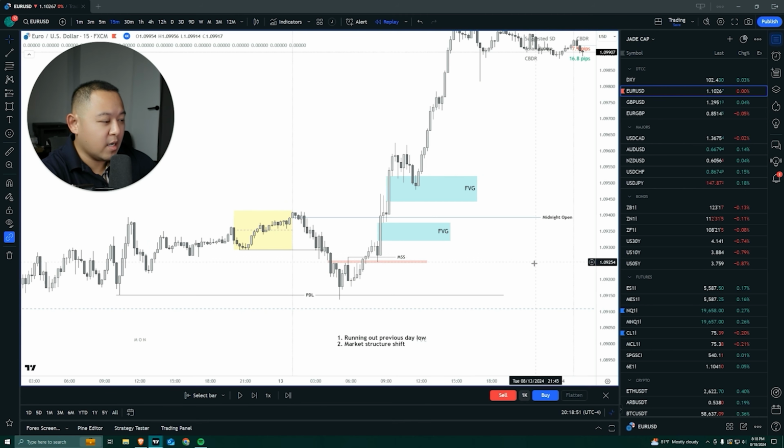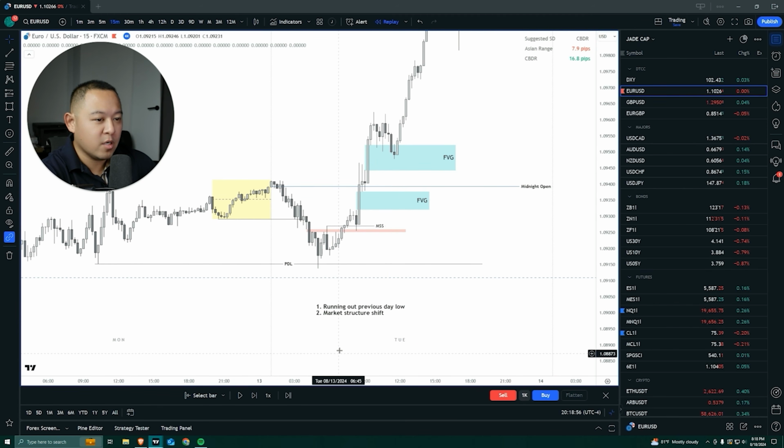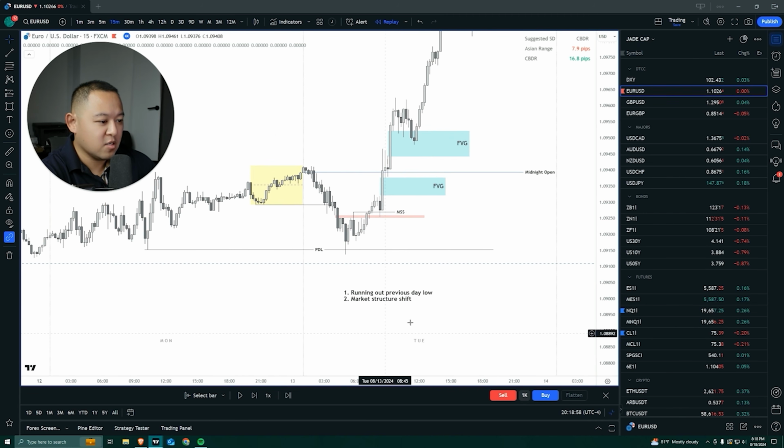Now, what exactly are we trying to look for? Depending on what your model is, first of all, have a bias. Second of all, how do I position myself inside of that higher time frame wick? Well, I need the market to trade lower. If it's trading above the midnight open, we don't necessarily have the best efficient price.